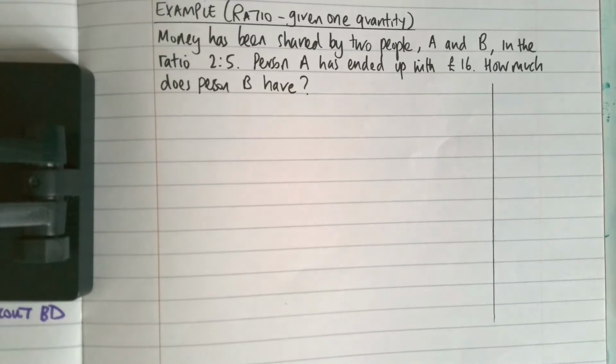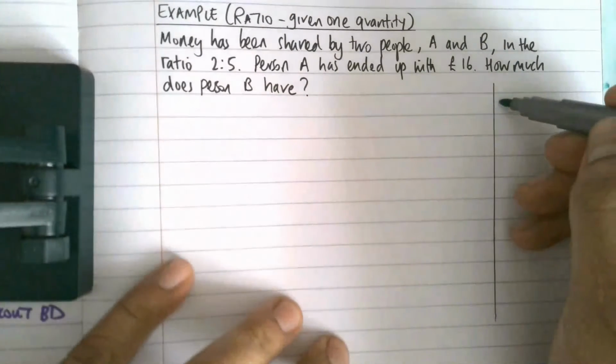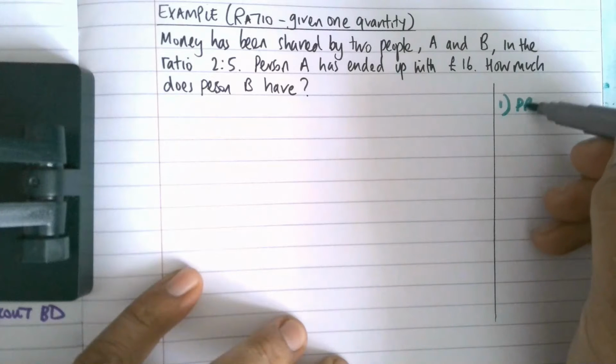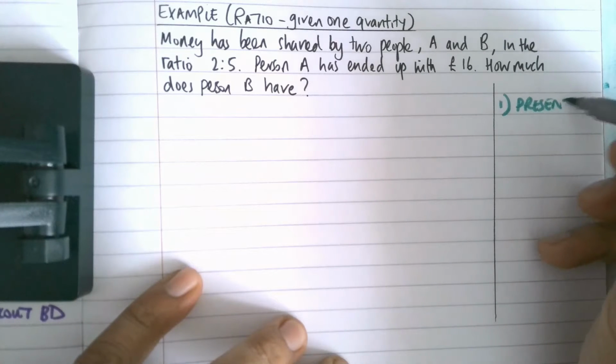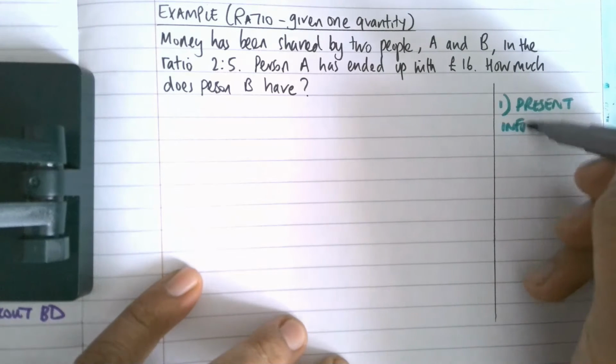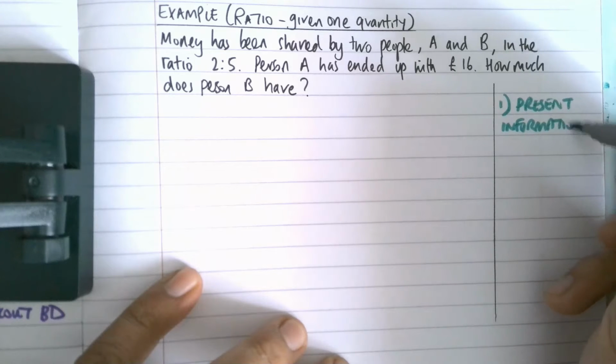Ratio, when we're just given one quantity. Money has been shared by two people, A and B, in the ratio 2 to 5. Person A has ended up with £16. How much does person B have? The first step will be to just present the information from the worded question mathematically so that we can start working with it.